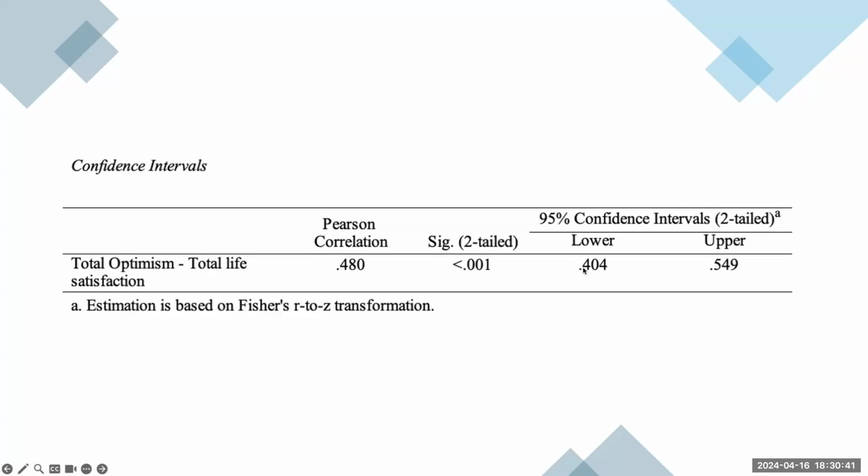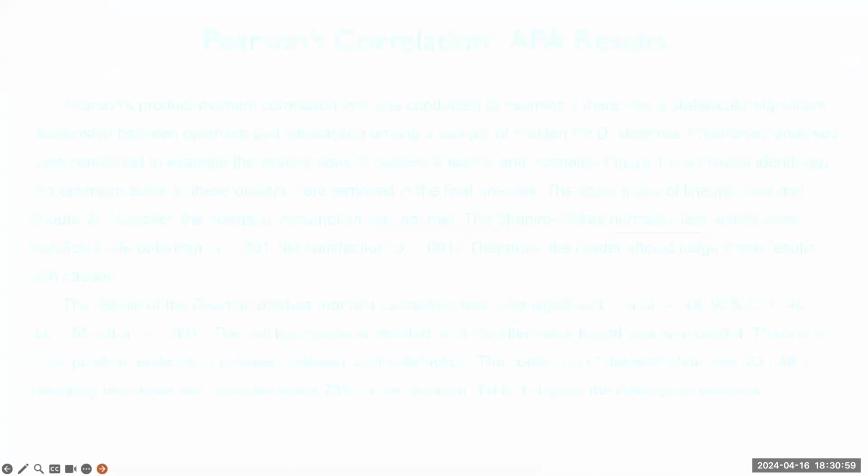And again, these are the confidence intervals. So again, as you can see, we now have all the information that we need to answer our research question and to turn this into an APA results write-up. Okay? So let's take a look at that.